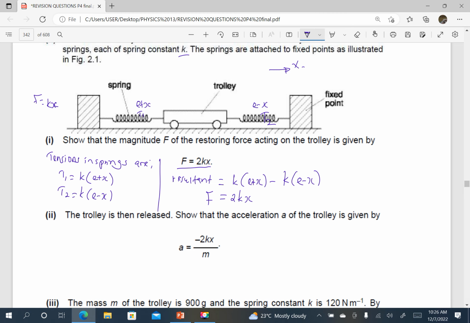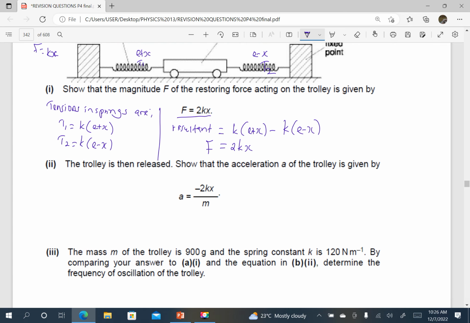You just look for the tensions when the system is displaced, or when the trolley is displaced on one side through a further distance x. Of course, when it is not displaced, when it is in equilibrium, each of these springs experiences an extension E. Then when it is displaced further beyond equilibrium, the extension of one spring increases by that displacement x, and the other one compresses by the same displacement x. That's why you see on the left I added x, on the right I subtracted x. The trolley is then released.